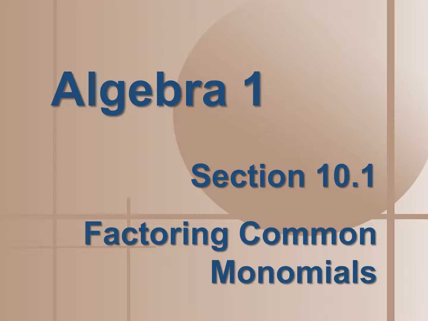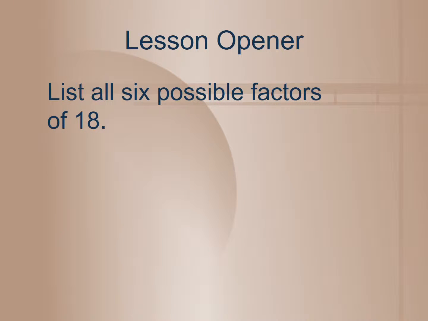Today we're going to look at how to factor out common monomials. We're going to begin with reviewing what factors are. Our first thing is to list all possible factors of 18. There's going to be 6 of them. Remember, factors are things that multiply together to get that number. Things that multiply to get 18: there's 1 and 18, there's 2 and 9, and then there's 3 and 6. So these are all 6 possible factors of 18.